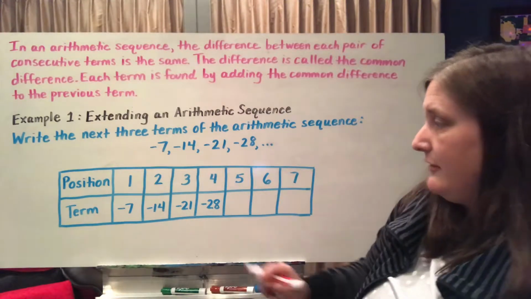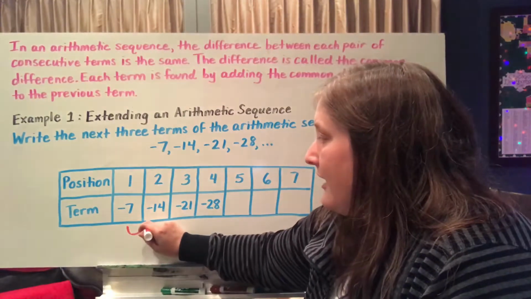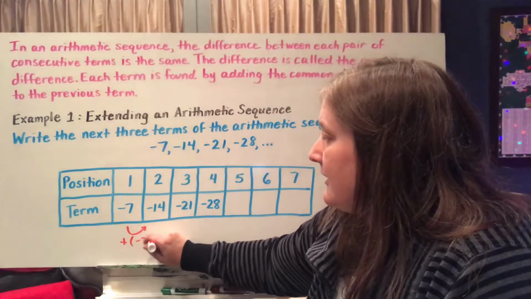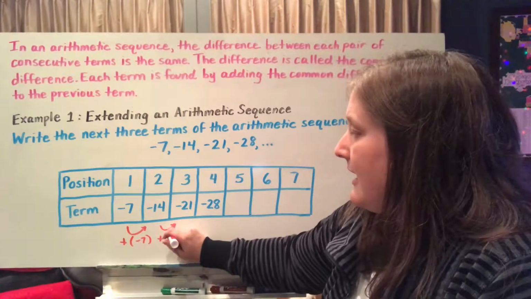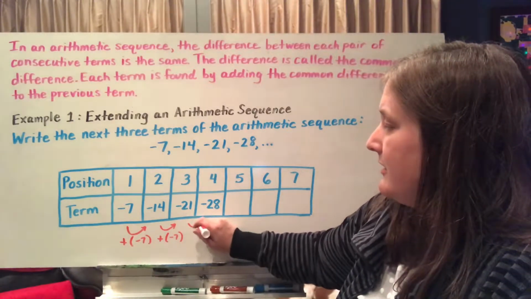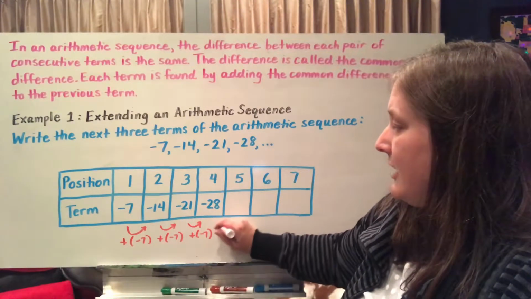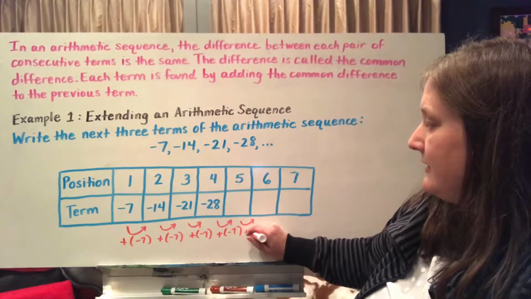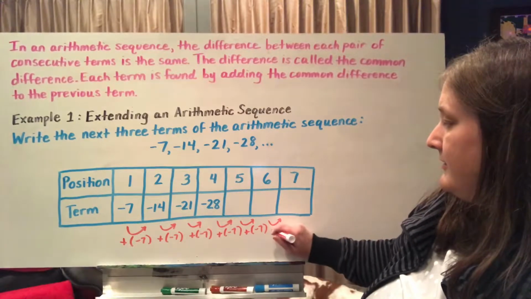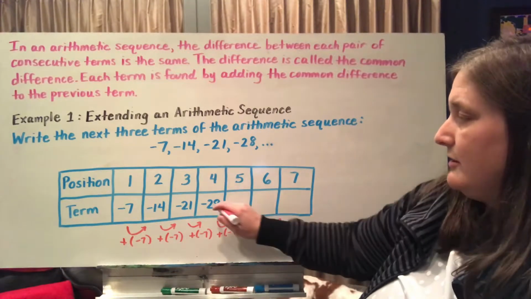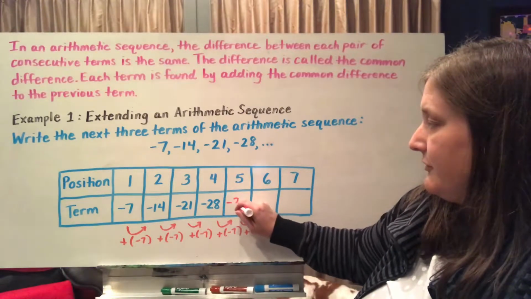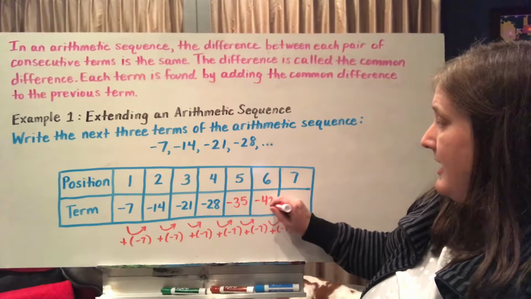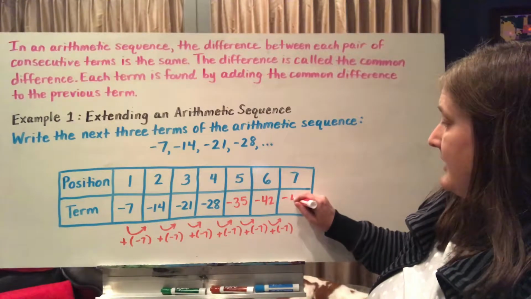So I notice here that each term is actually going down. So I'm adding a negative number, and it happens to be that I'm adding -7 between these two. So I try it for my next two. I add -7, and I do in fact get -21. So I'm adding -7 each time. So I'm going to continue on with that pattern of adding -7. So that means that -28 plus -7, I'm going to get -35. -35 plus -7, -42. And -42 plus -7, -49.